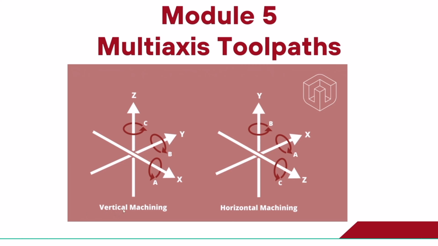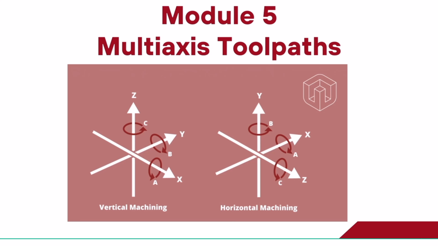This applies in the case of a vertical machining center, and if you have a horizontal machining center, the case will be the same. But as you know, the vertical machining center has the Z axis in a vertical position and the horizontal machining center has the Z axis in a horizontal position. But the other axes will be the same.